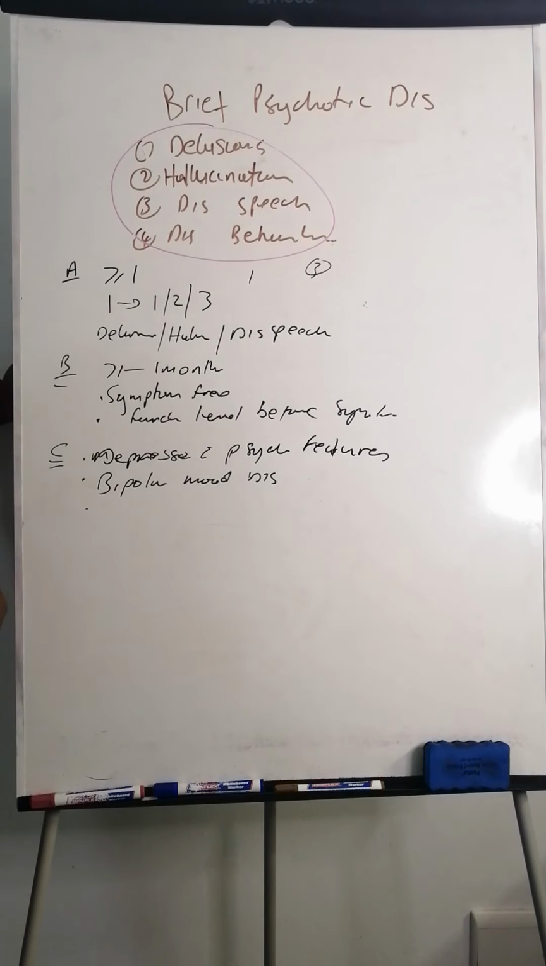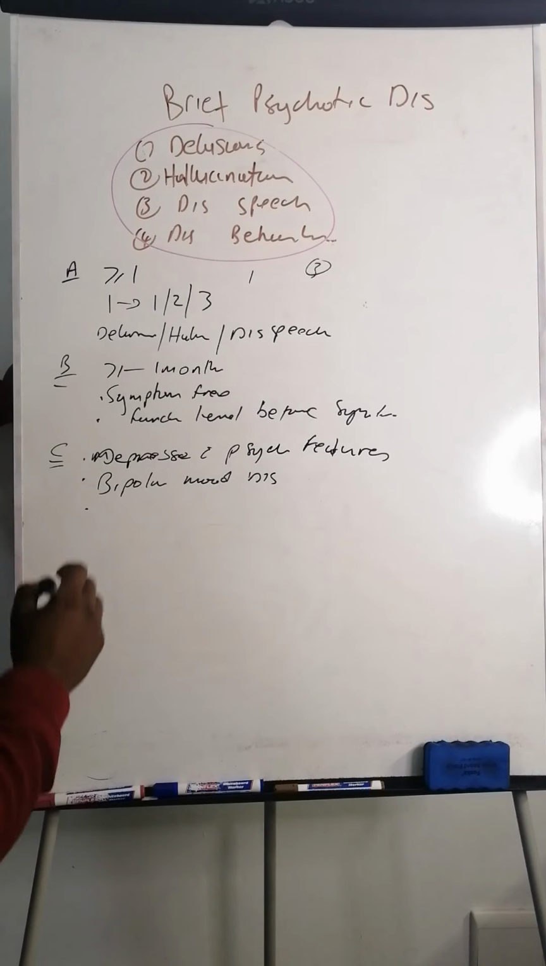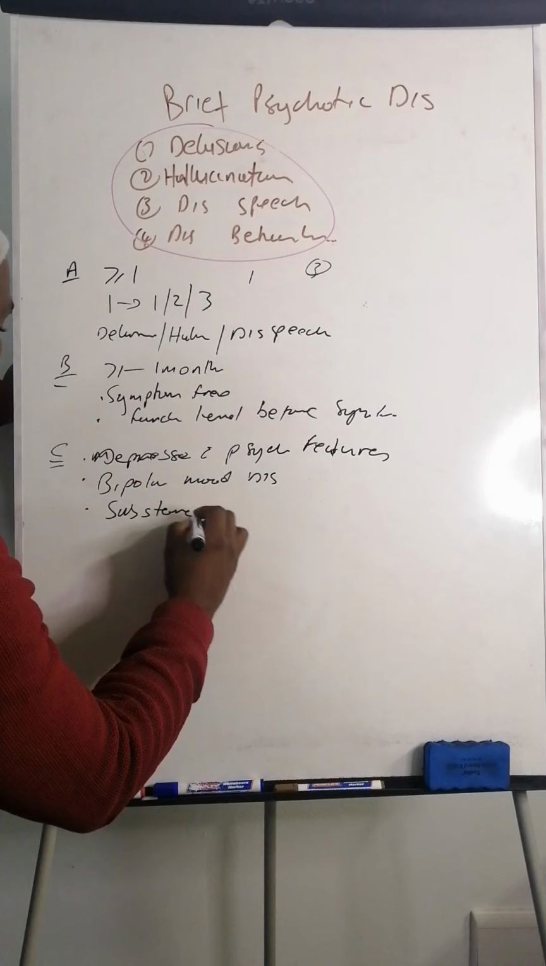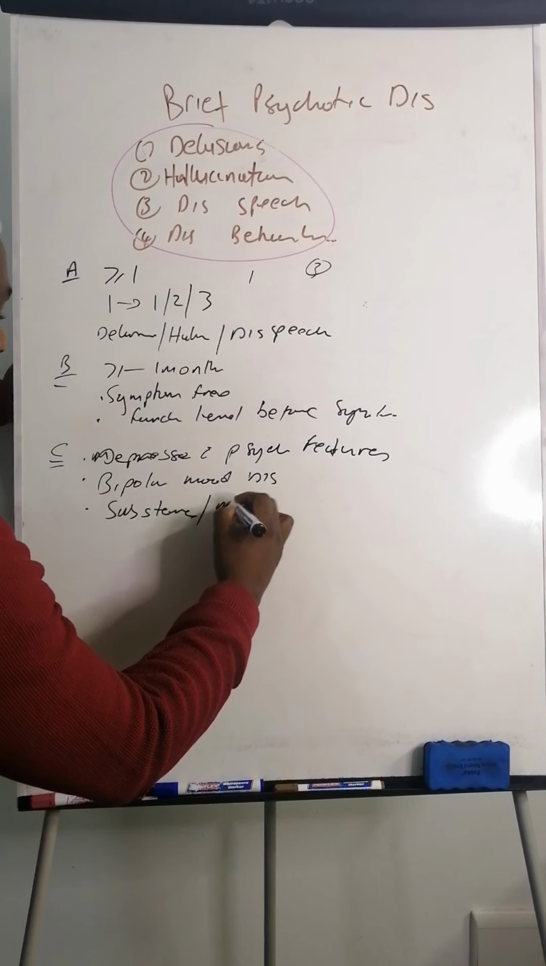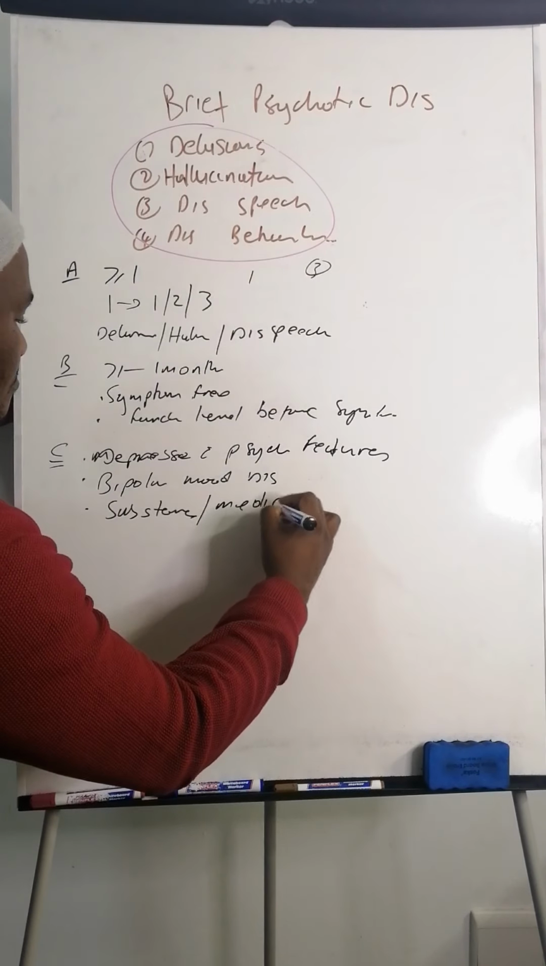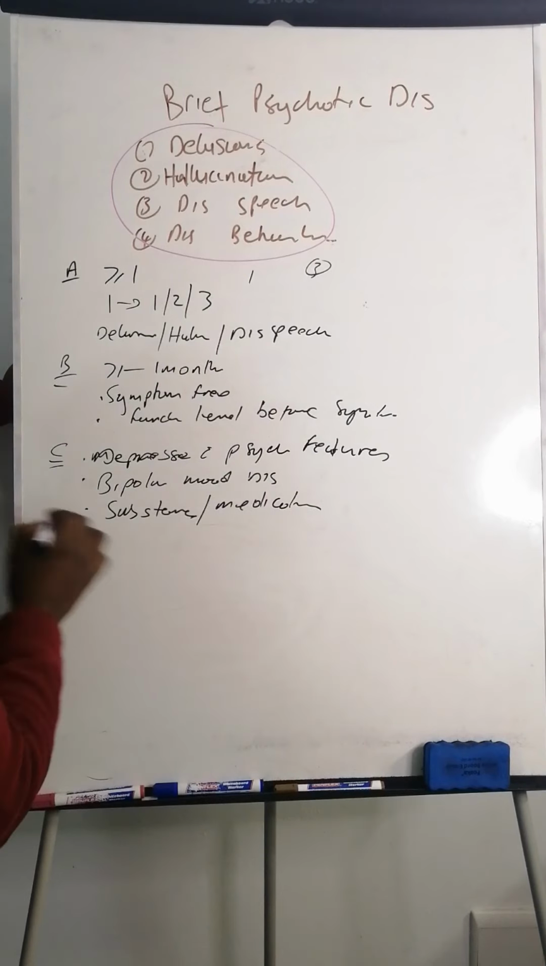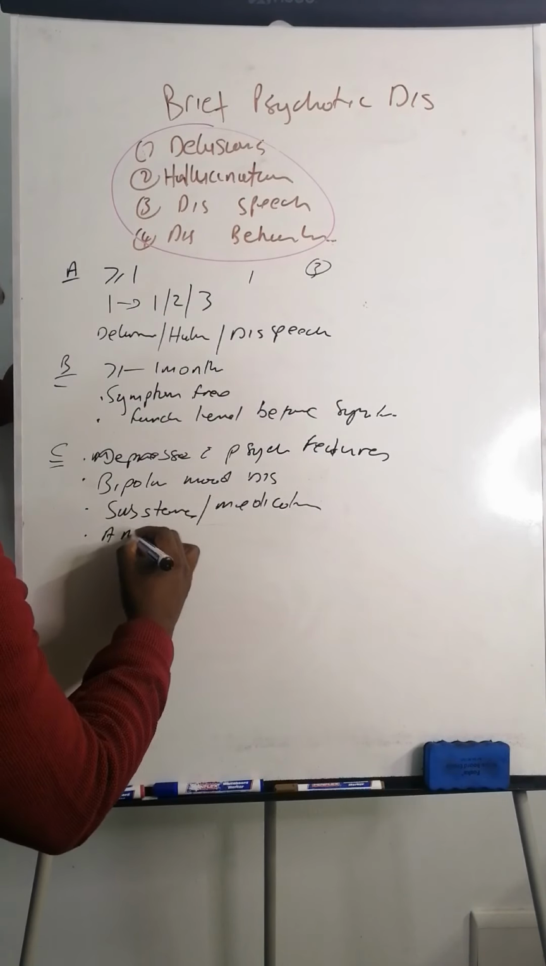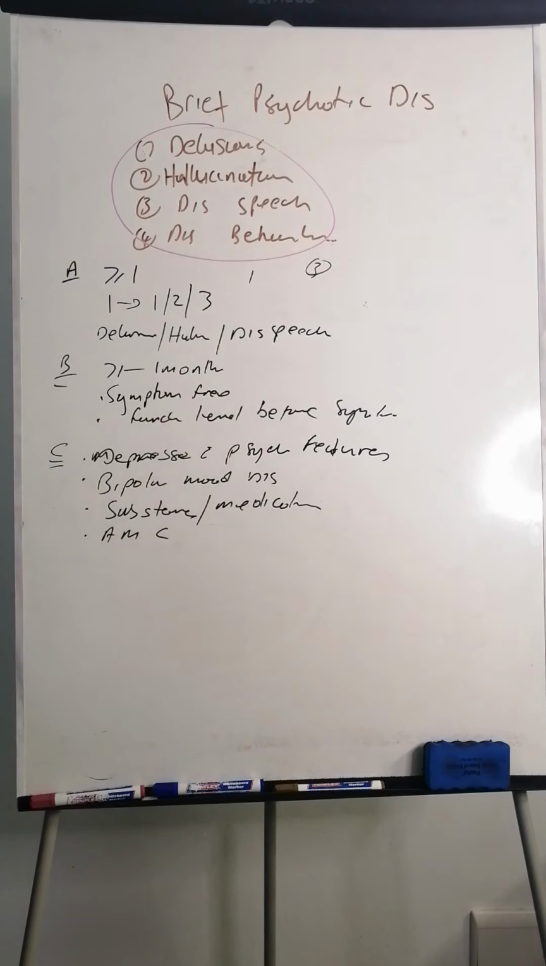And these symptoms must also not be due to a substance or some kind of medication. Again, these symptoms must not be due to another medical condition. Right? So, this is how you diagnose a brief psychotic disorder. Now, let's talk about specifiers.